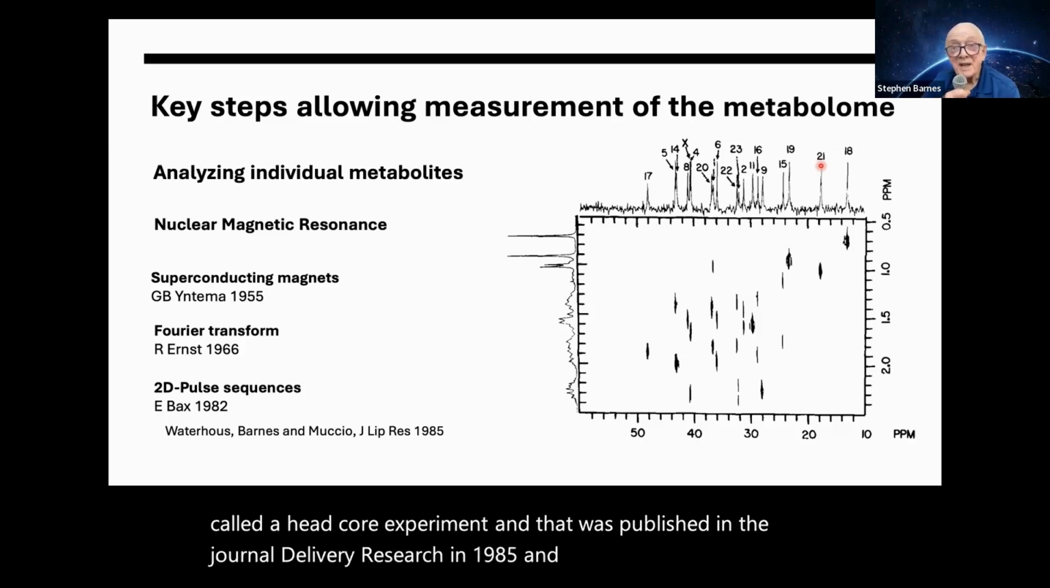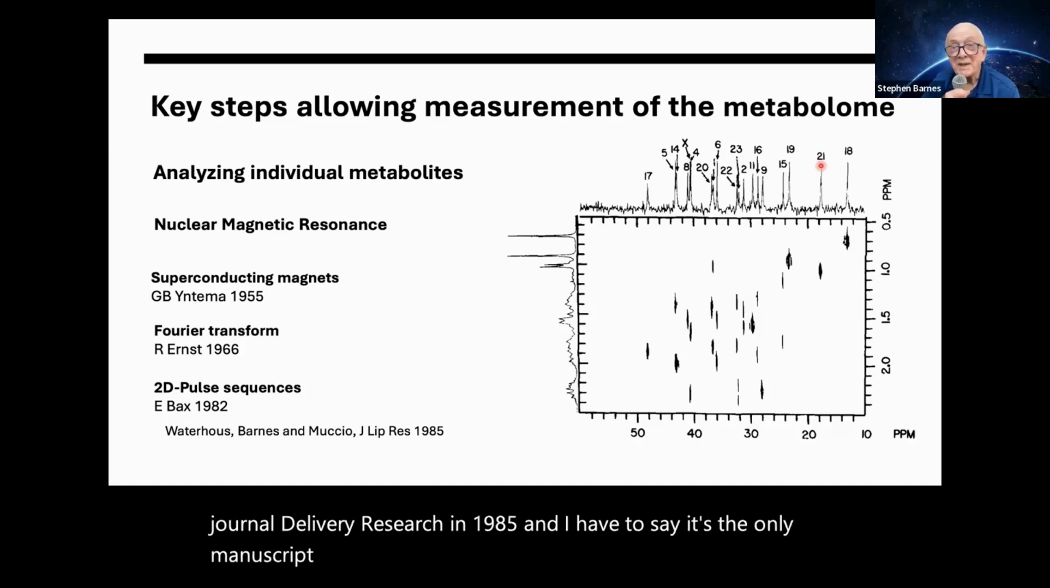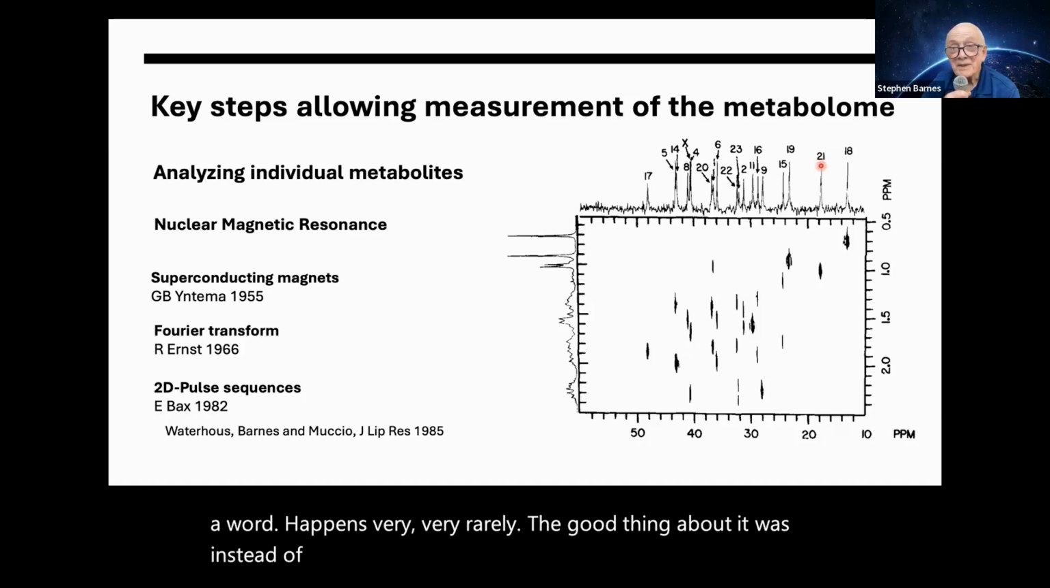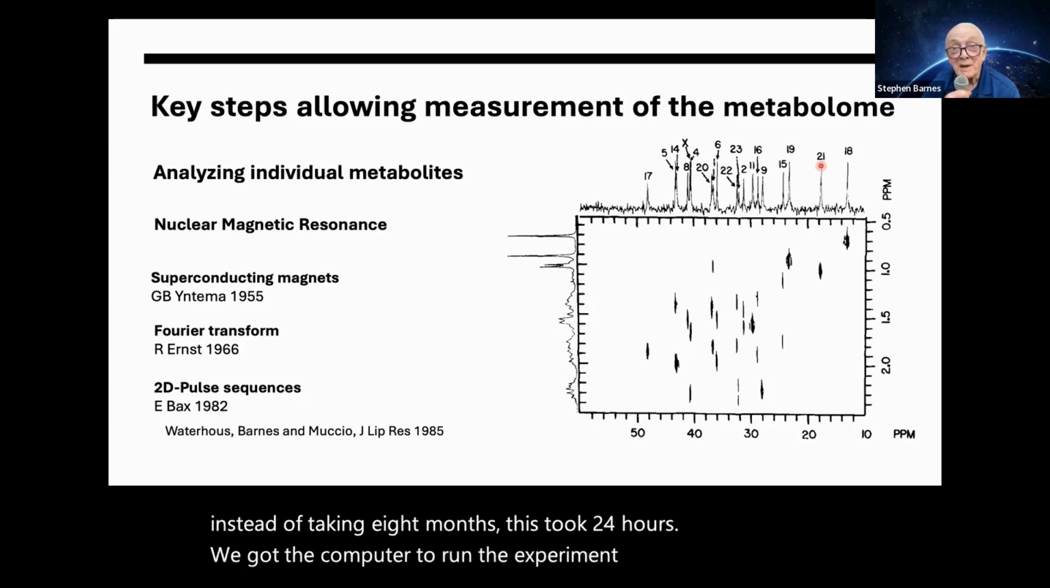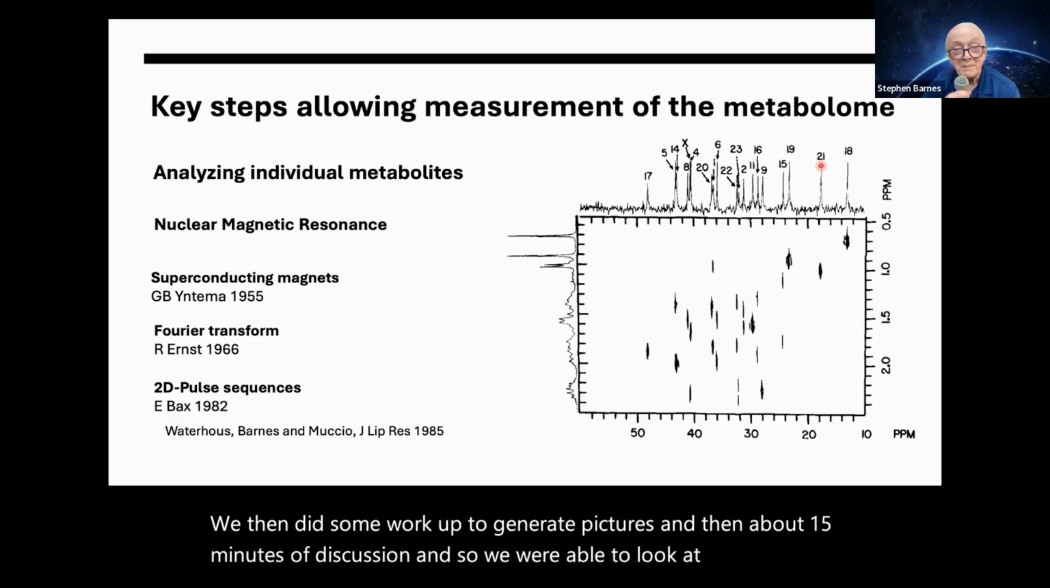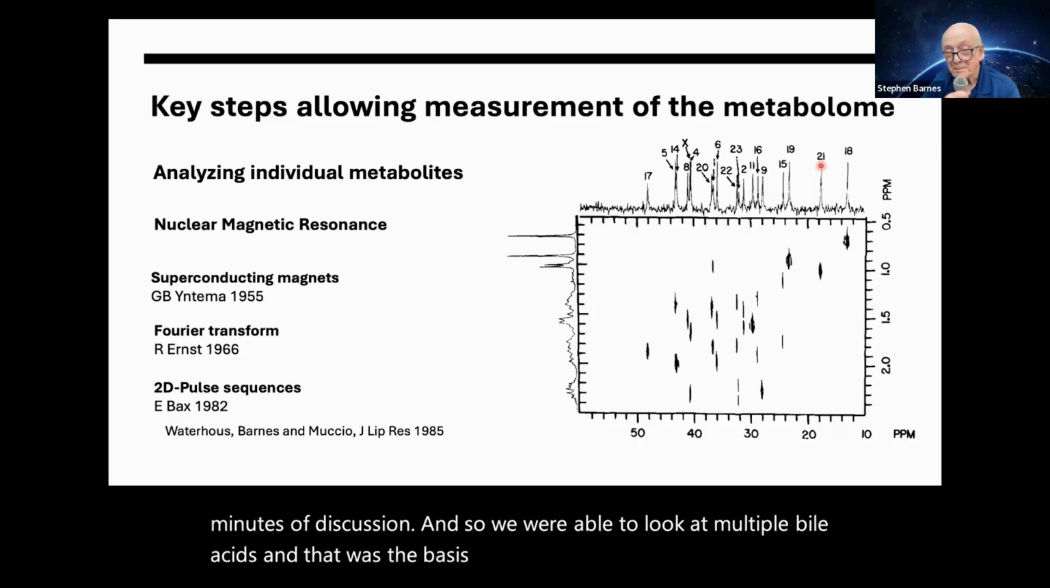And I have to say, it's the only manuscript I've ever submitted that was accepted without changing a word. It happens very, very rarely. The good thing about it was, instead of taking 8 months, this took 24 hours. We got the computer to run the experiment for about 21 hours. We then did some workup to generate pictures, and then about 15 minutes of discussion. And so we were able to look at multiple bile acids, and that was the basis of this particular paper.